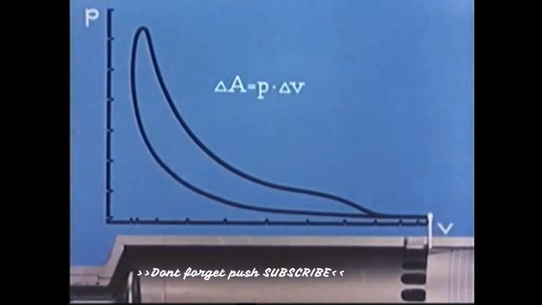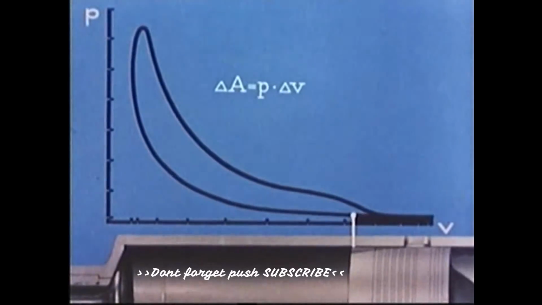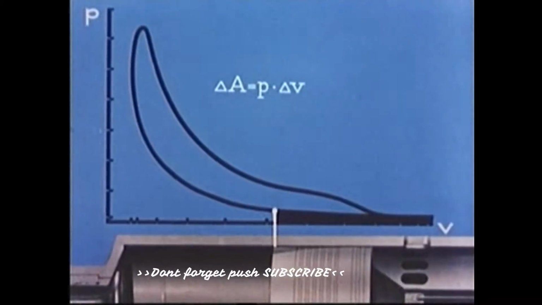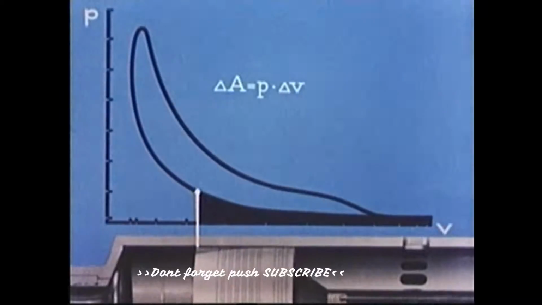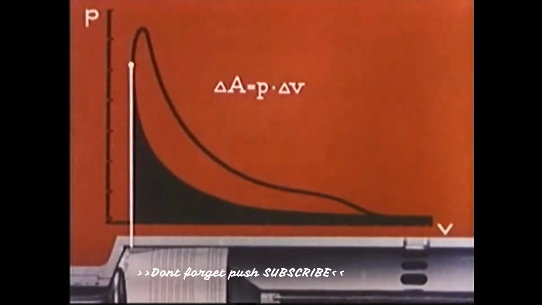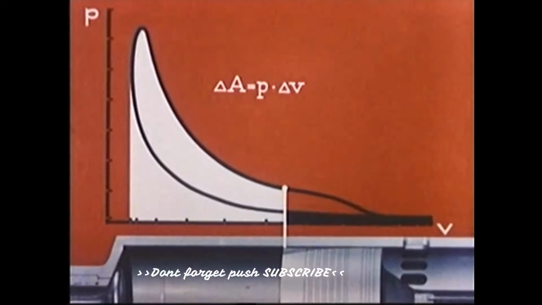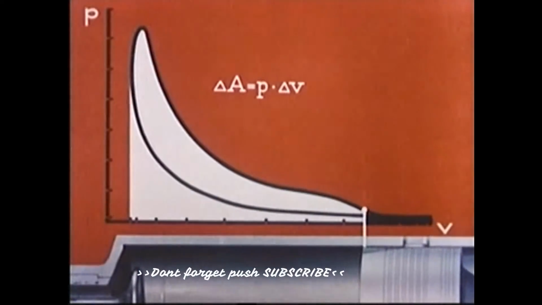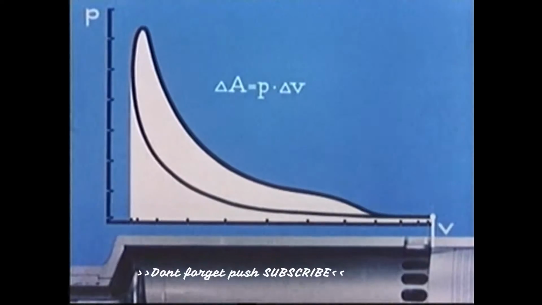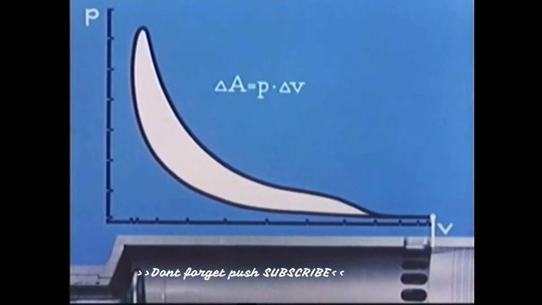The amount of work transmitted to the piston during a full engine revolution must therefore be the difference between that delivered during the compression and that received during the expansion. In other words, it is given by the area between the curves. Thus, A equals sigma P multiplied by delta V.